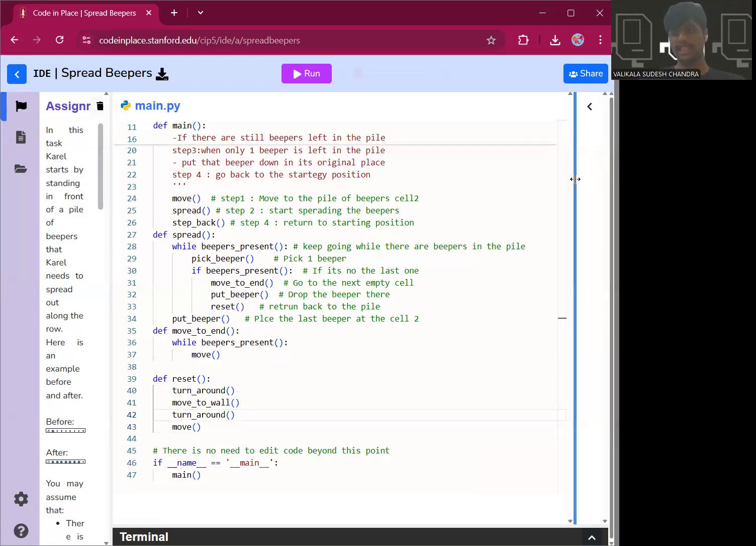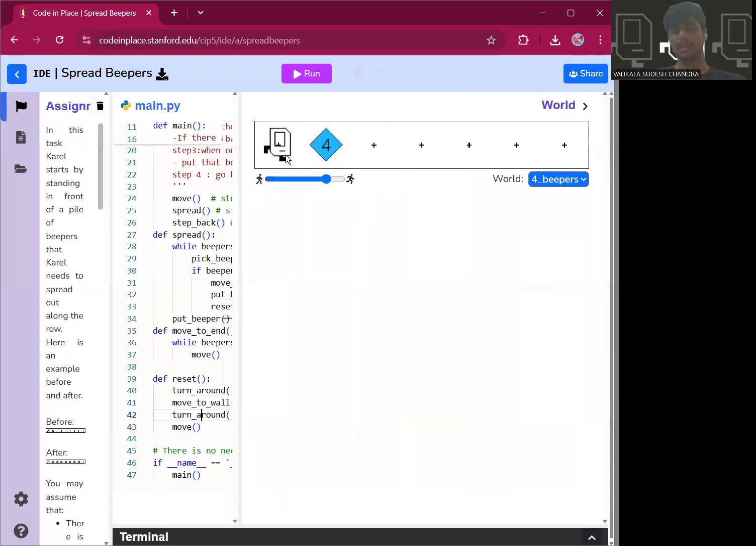So what exactly is happening is, since Carol is always moving in the east direction, she just has to turn around to face the west direction until she reaches the last wall. What is happening here is, she will move till she reaches a particular position where she places the beeper. And since she is facing the east direction, she has to face the west direction. For that, she has to turn around till she reaches the wall.